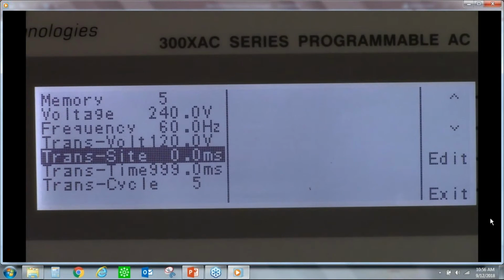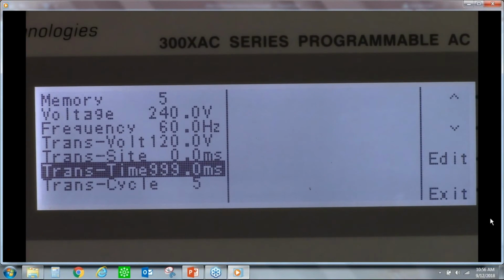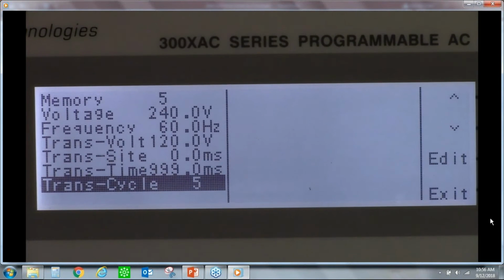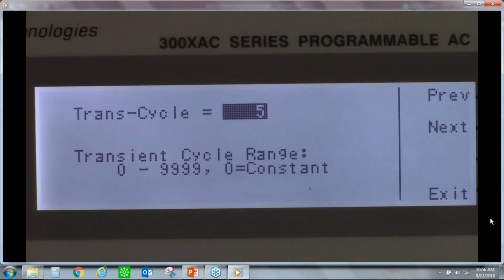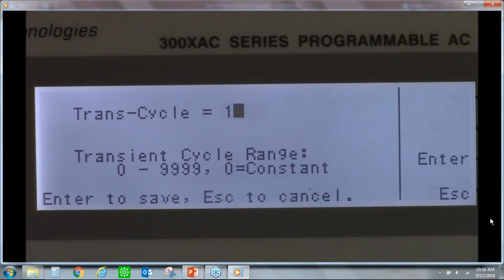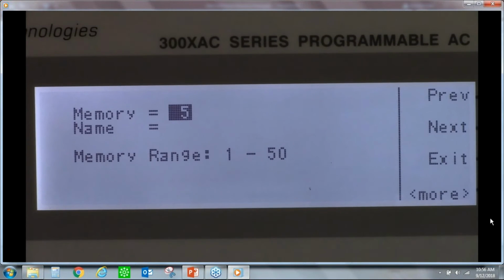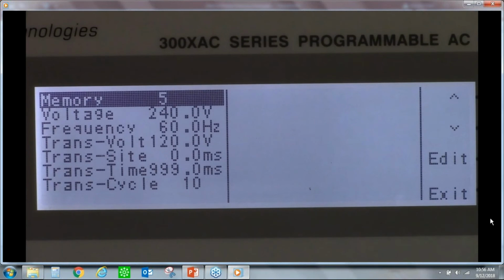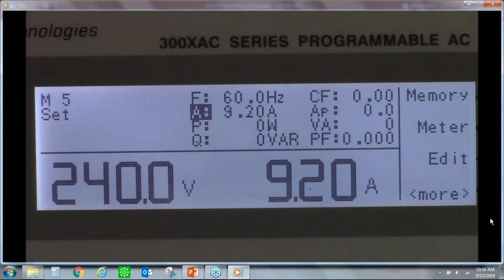Transient time, which is the next parameter, tells you where on the sine wave you want to drop this. Your product might react differently if you drop the voltage when it's at the peak or just at the starting period. So this is where on the sine wave you want to drop the voltage, and the transient time is how long you want to drop it for. Our maximum parameter for this product is 999 milliseconds, so 1 second. Since I want to drop the voltage for 10 seconds, I'm going to make this a 10 cycle programmable transient.